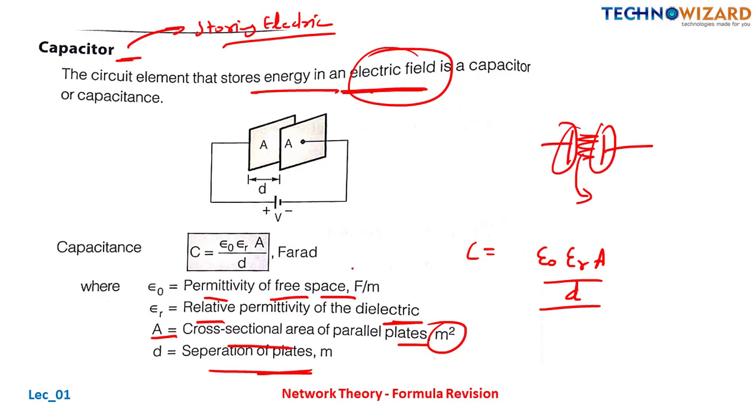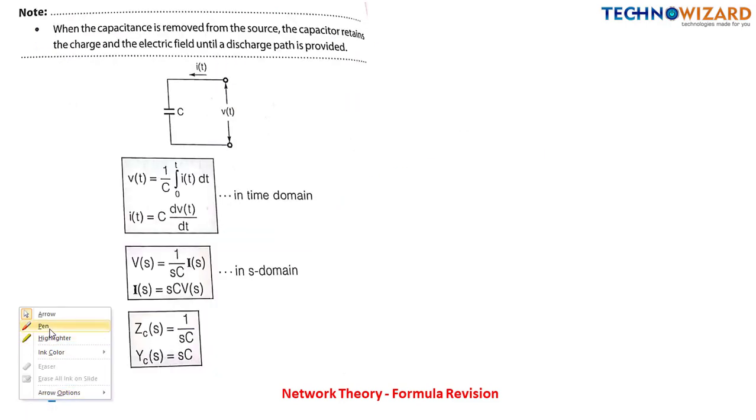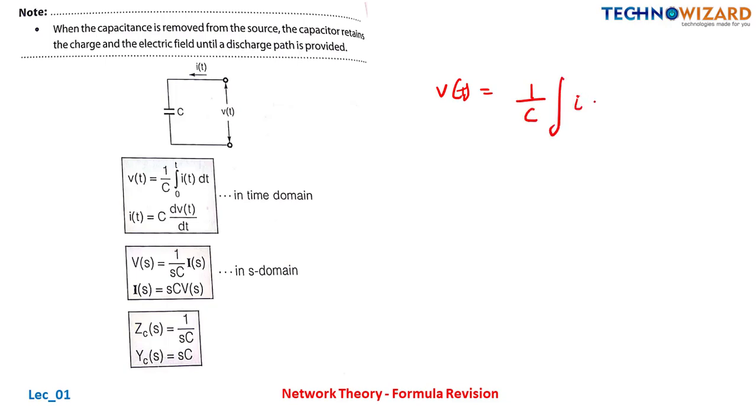The epsilon naught value is fixed, that is equal to 4 pi into 10 to the power minus 7. Remember this value. Next, if you are using a capacitor, then the voltage relation for a capacitor is V of t equals 1 by C integral of I dt, from 0 to t. For the current relation, you can write C dV by dt.